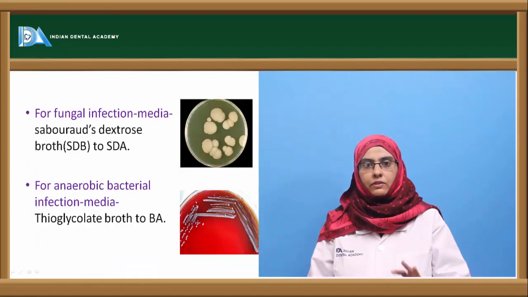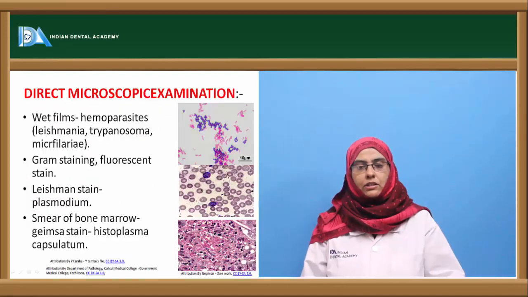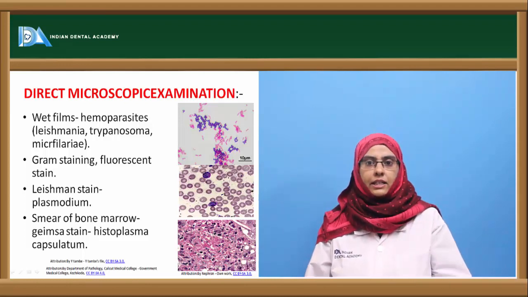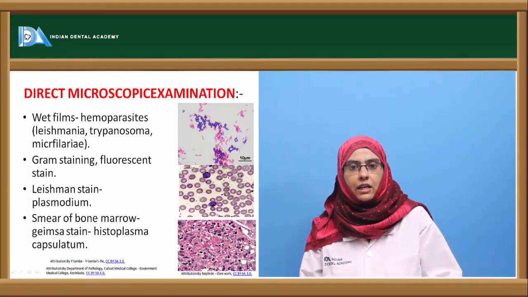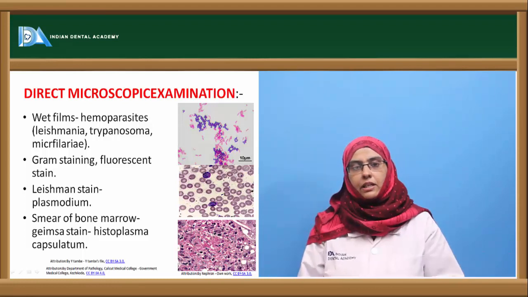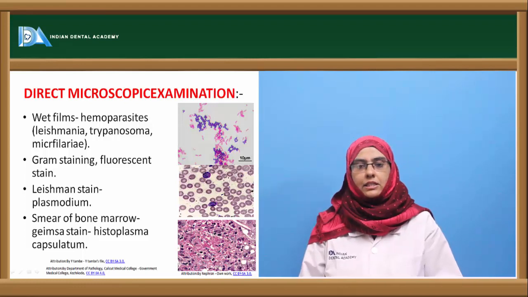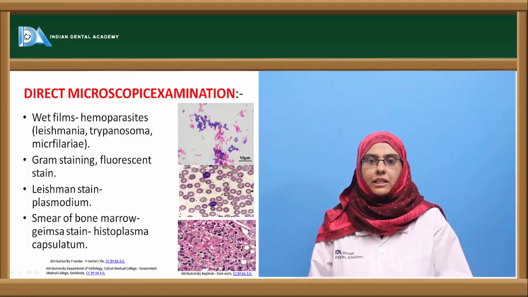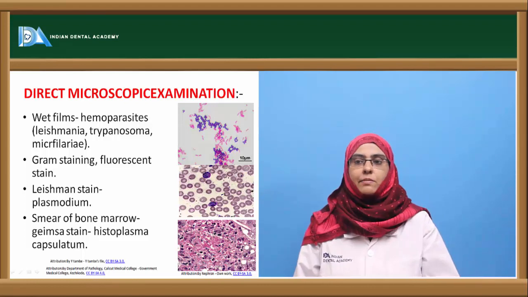The first thing we do is inoculate onto the culture and then go for the direct microscopic examination. This microscopic examination utilizes different techniques. We can go for wet films, hanging drop, and stained smears to identify the morphology of the organism. Wet films can be done for the blood specimen to identify hemoparasites such as Leishmania, Trypanosoma, and microfilaria. Hemoparasites are nothing but parasites that are present in the blood, representative of systemic infection.